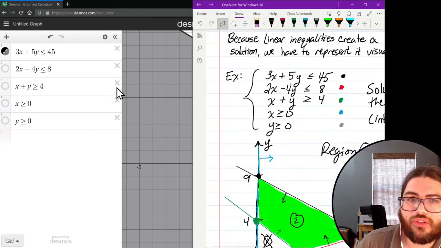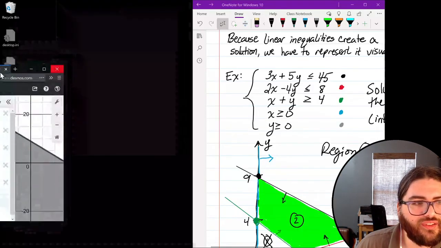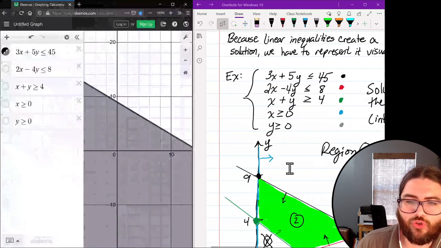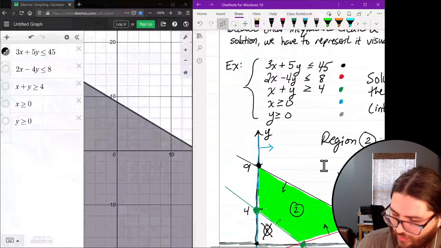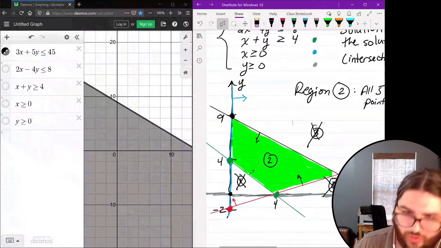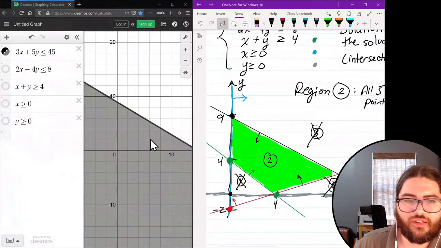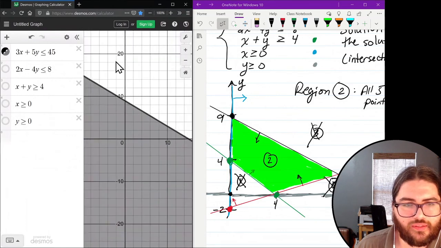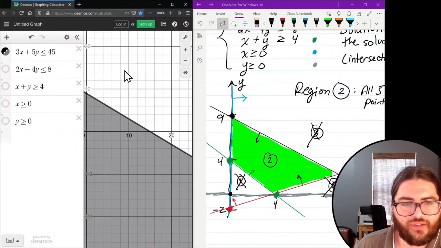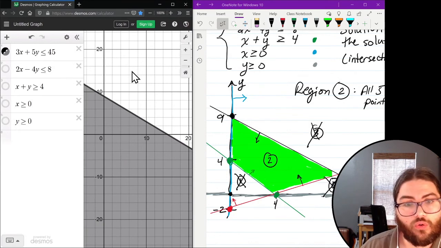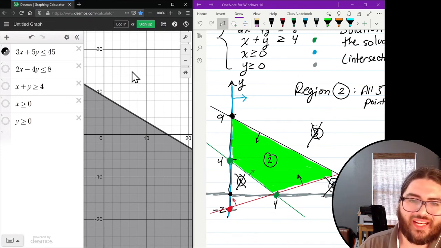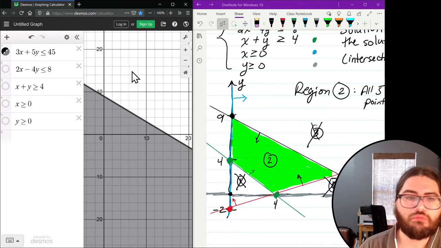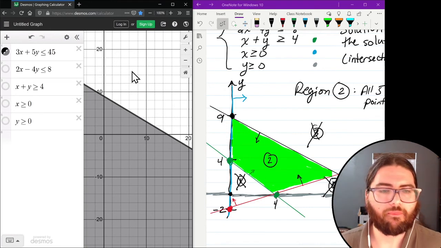Remember in OneNote when I said that we drew the arrows for each one of the 5 lines? Well, here is line number 1. And you can see instead of the arrow, Desmos is shading in that direction. So my shading was taken care of by the arrow, and that made it much simpler to look at.